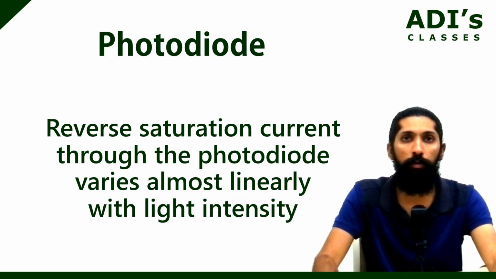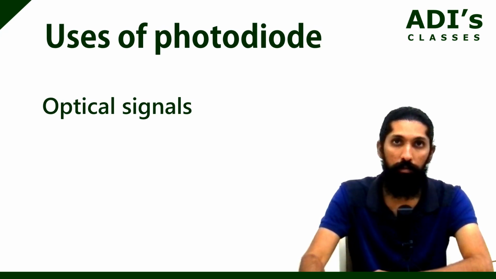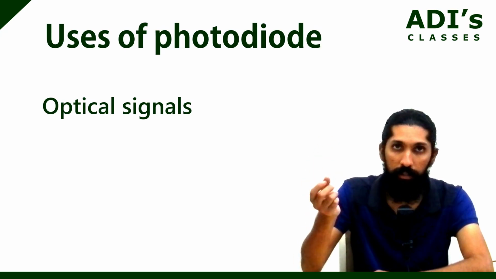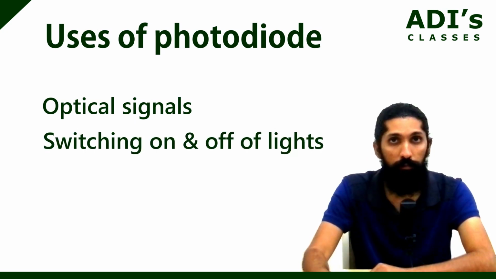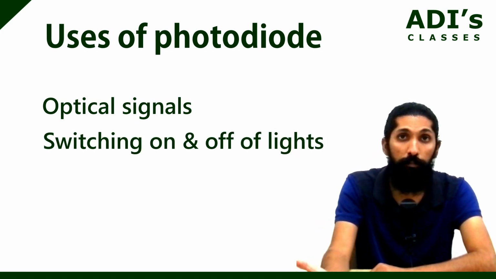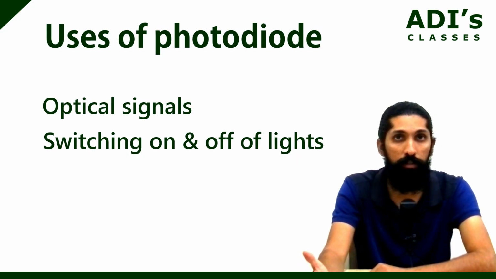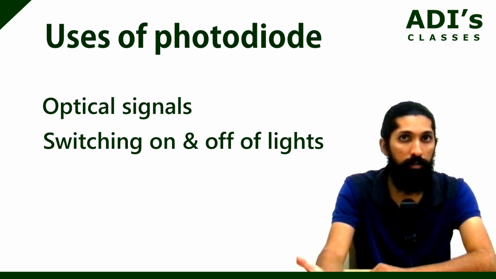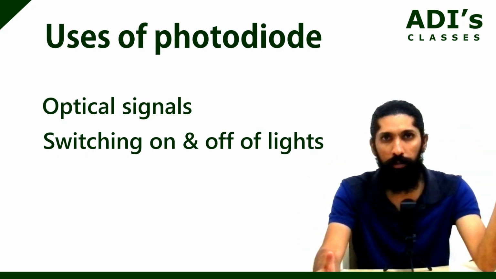Let's try to understand a couple of uses of a photodiode. First, it is used in optical signals: on, off, on, those optical signals, this is where it is used. Second, we use this in switching on and off of lights. I gave you the example of a mobile phone, where the screen goes blank and then you have the screen. There we use this photodiode, for switching on and off of screens or lights, or you can take many examples.